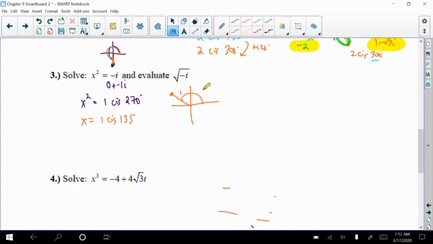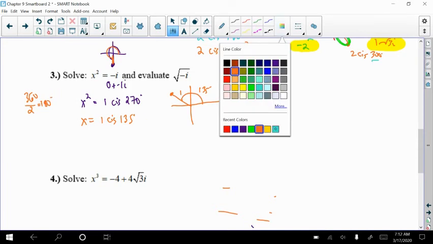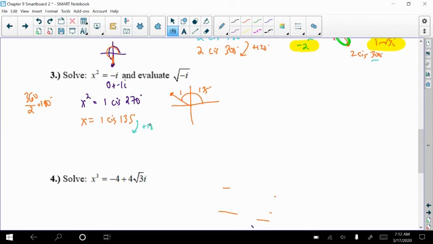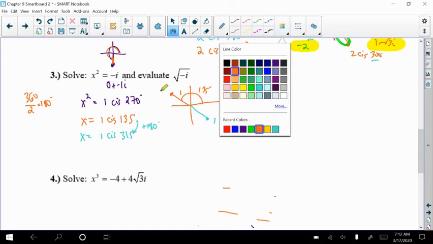But then I realized that there are two solutions. Thinking about 360 degrees, divided by 2, they're equally spaced, because I was looking for two solutions since it's x squared. That means each has to be 180 degrees apart. So I'm going to add 180 degrees to get my second solution. My other solution is still going to be 1 cis, and 180 degrees apart would be 315 degrees, which is down here. So this one is 1 cis 315. This one up here we said was 1 cis 135.